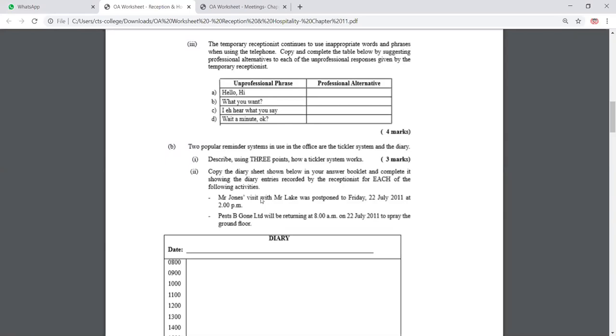Two important reminder systems, and we were discussing this just now. If you look on page 153, you would see the two reminder systems. Look on page 153, you'll see the tickler system and you'll see the diary. And the question asks you, describe 3 points how a tickler system works.